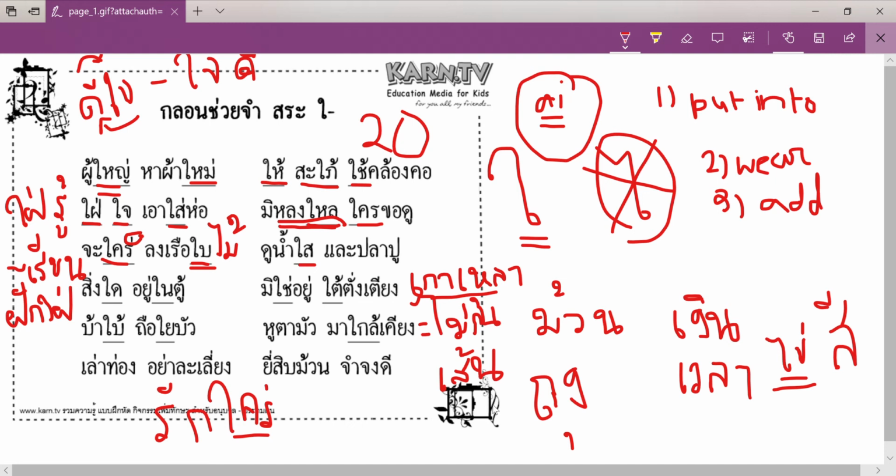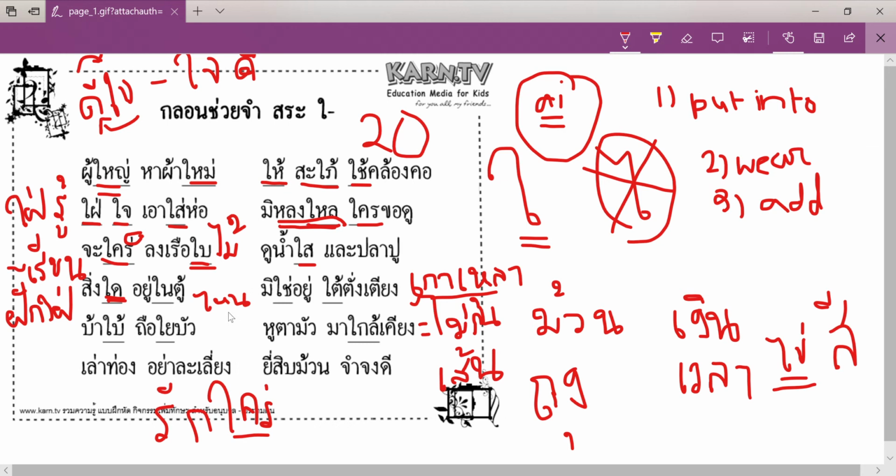The meaning is they don't get along very well. They hate each other, or they got into a fight, something like that. ไม่กินเส้น or กินเกาเหลา, the meaning is they don't get along very well. กินเกาเหลา. Okay.